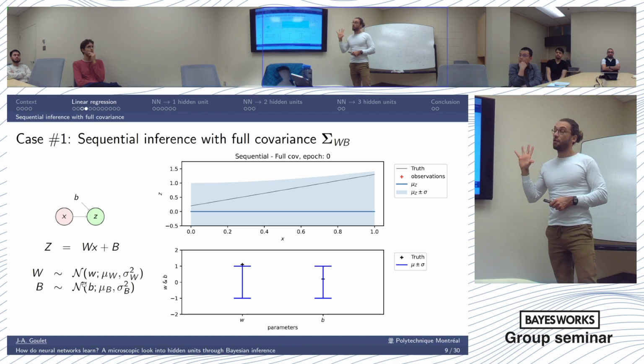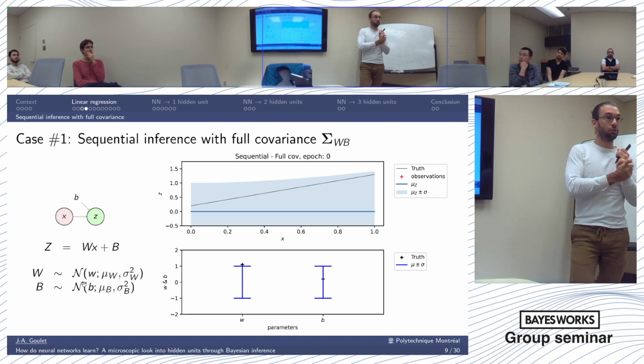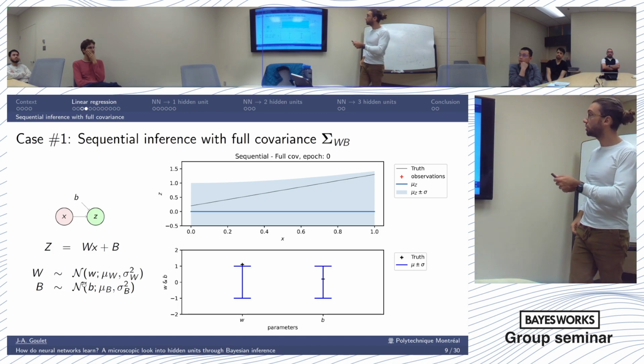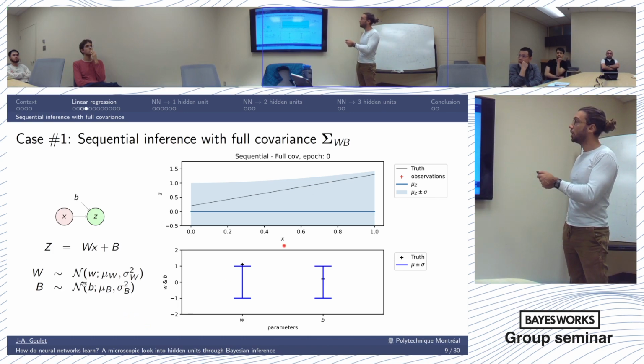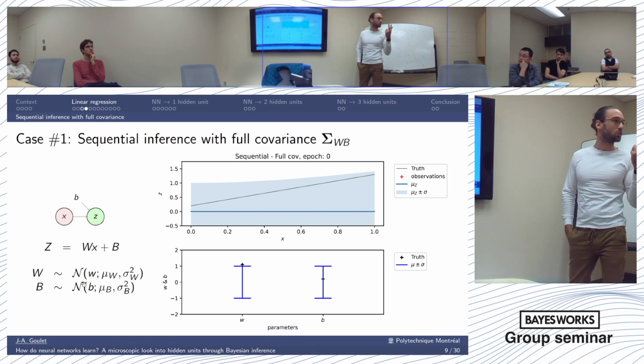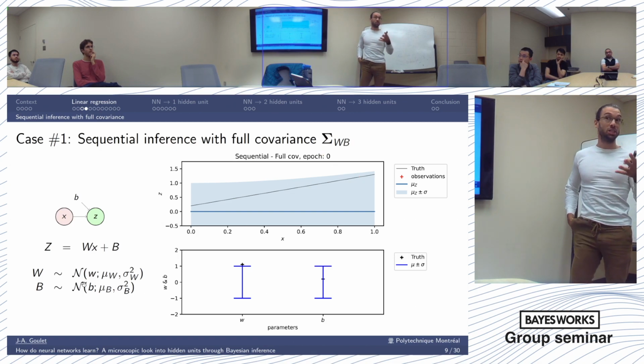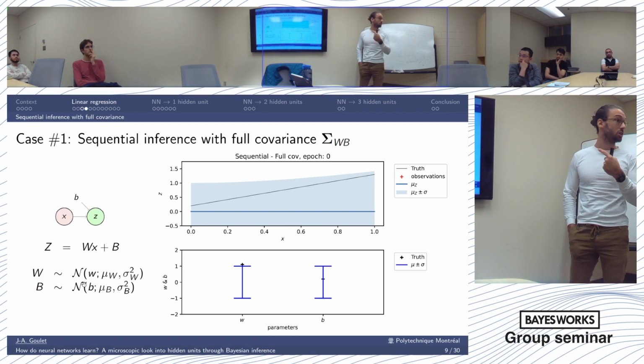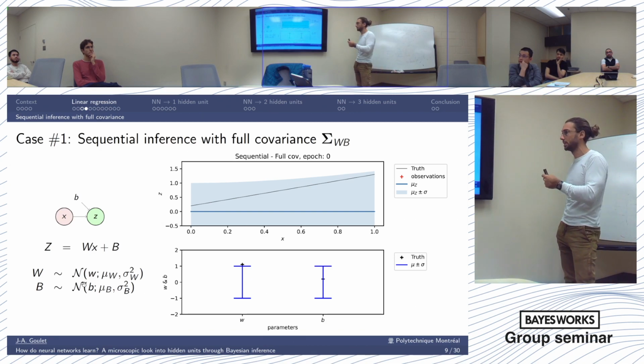So let's look at our first case, okay? Sequential inference with full covariance. We're going to consider a full covariance for W and B, no diagonal assumption, no simplification, okay? In a two-dimensional case, it's negligible cost. With TAGI, when we have a million parameters, this is really costly, but here we can easily afford it.